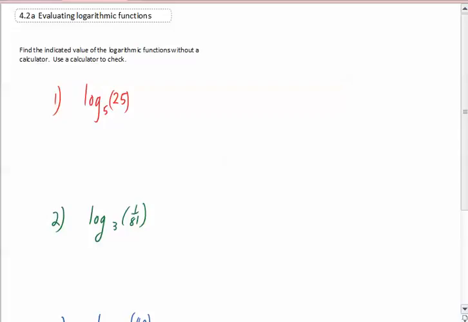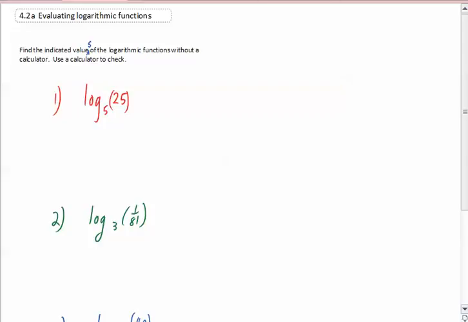Alright, we're going to take a look at evaluating logarithmic functions. It says to find the indicated value of the logarithmic functions without a calculator. I guess that should be values of the functions, right? So we'll fix that. Use a calculator to check. So we'll take a look at that checking in a minute as well.